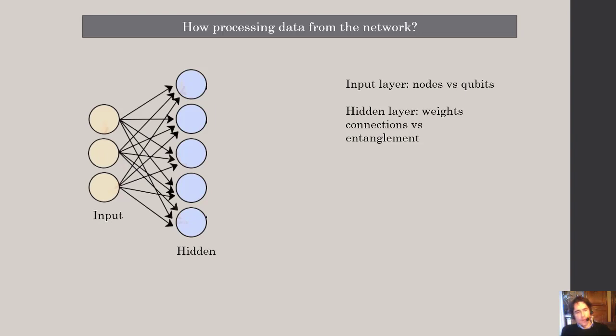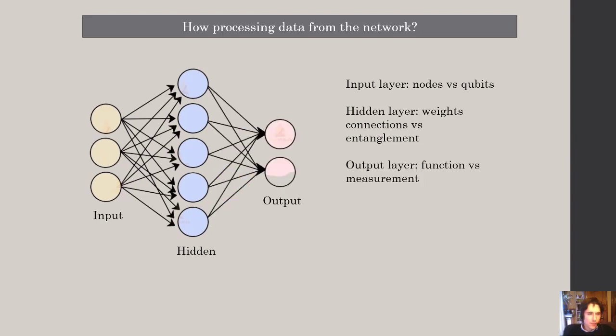Okay, we have some new neurons. That's great. But what are we supposed to do with that? Well, we want an output. So we push the neurons to another layer which will produce a corresponding output value. And this is called the output layer. It will use an activation function to get the value of the nodes, whereas it will measure the states for a qubit.